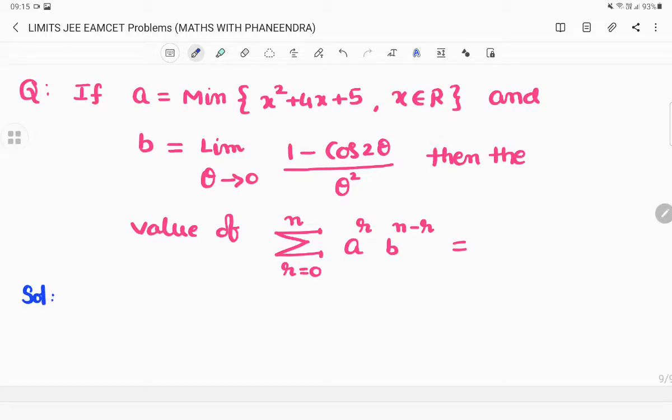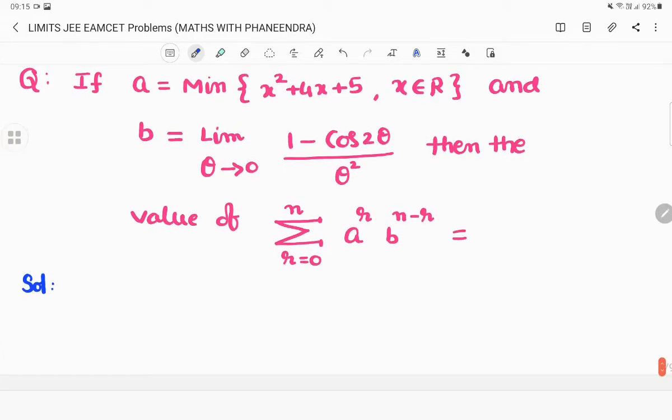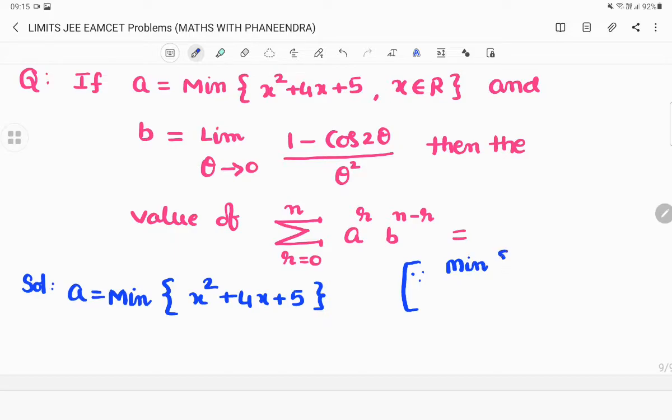In this, a equal to minimum of x square plus 4x plus 5. We know that the minimum value of the quadratic expression ax square plus bx plus c is 4ac minus b square by 4a. This is the formula we have.